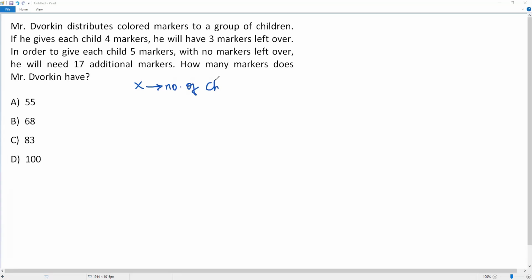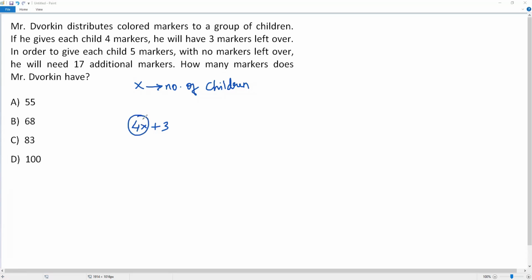Let me write the stuff over here. Now, let's consider the information we have over here. That is, if he gives each child 4 markers, he will have 3 markers left over. Now, to get the total number of markers given to children, we have to multiply the number of children x and the number of markers given to each child. That is 4x.